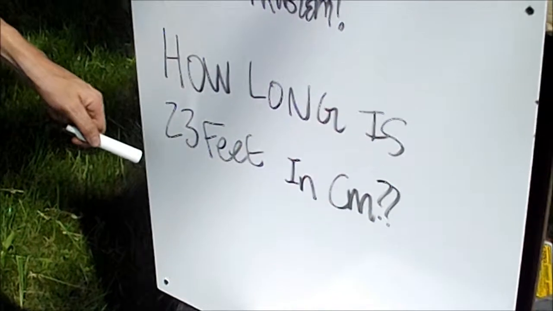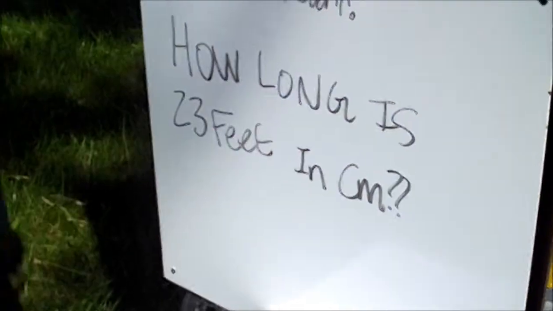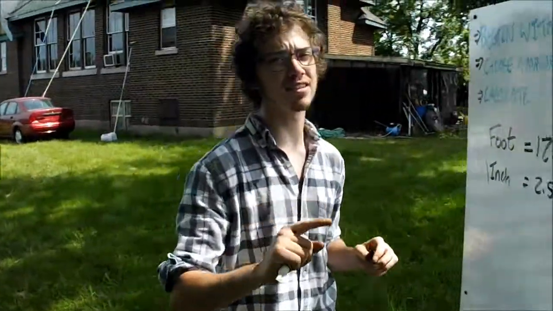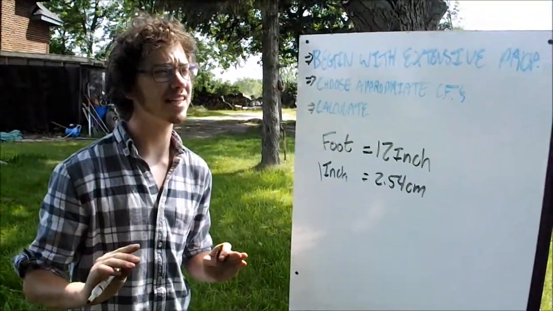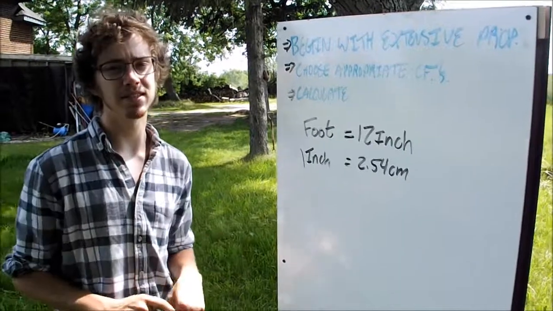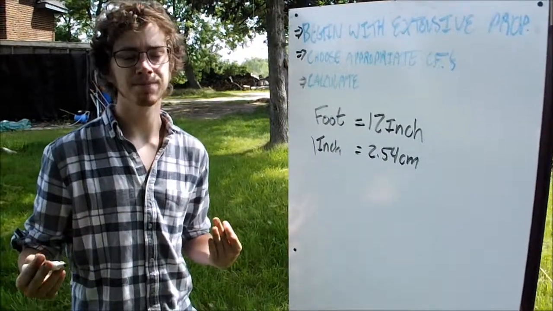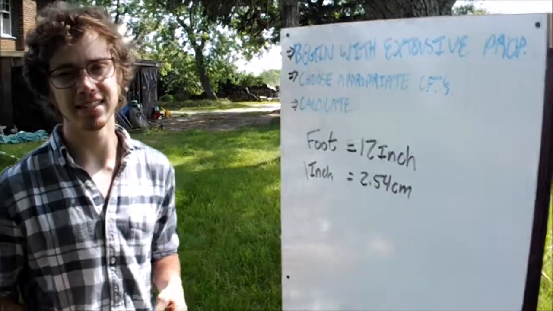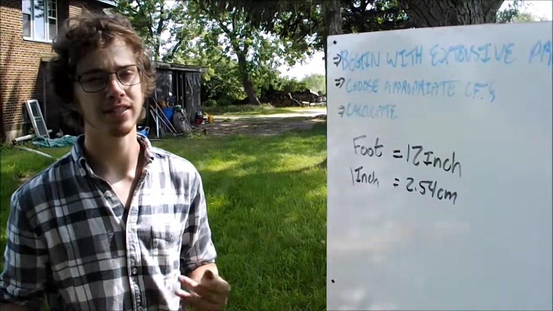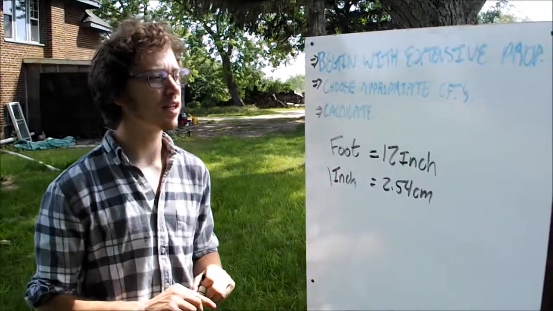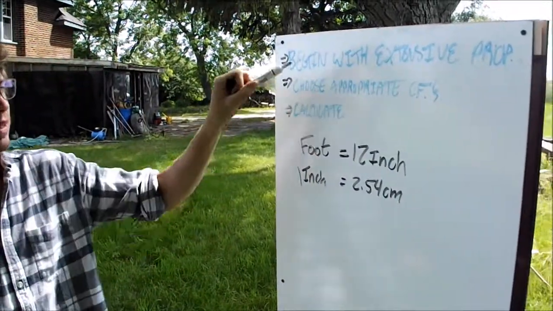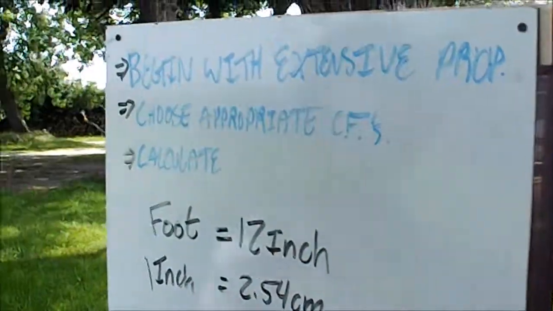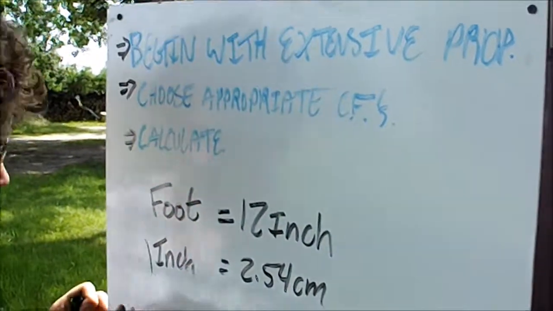How long is 23 feet in centimeters? Well, follow me, let's do this. We're going to begin with an extensive property. An extensive property is a property in which the amount of substance matters, for instance mass and volume. The amount of mass and volume matters, compared to something like density. No matter how much water you have, if it's the same temperature and pressure, it's going to be the same density. So what we're going to do is this calculation. Begin with the extensive property. Well, we only have one property in the calculation: it was 23 feet. So we start with 23 feet.